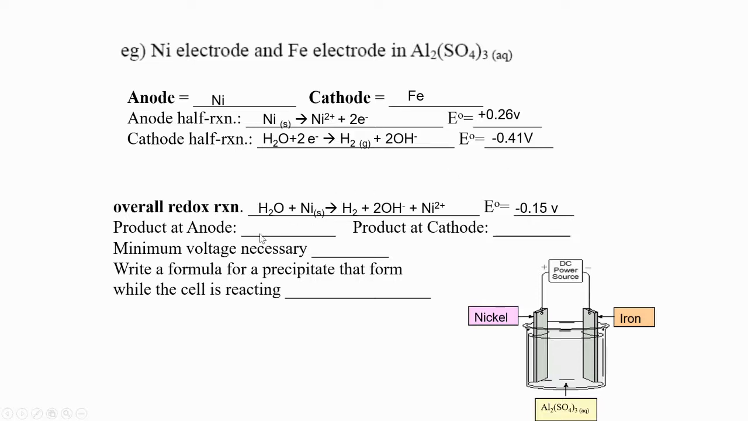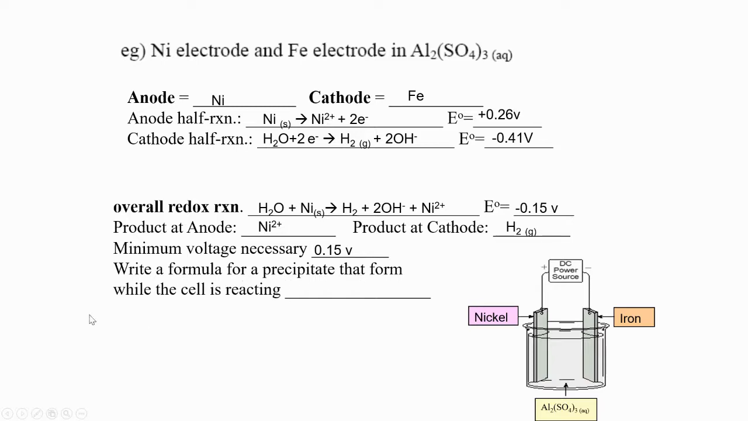All right, so product at the anode, right? So at my anode, I'm making Ni2+, right? So that's my product at my anode, and the product at my cathode is hydrogen gas. That's what I'm going to notice. I'm going to notice the bubbling of hydrogen gas around my cathode, right? And minimum voltage necessary, 0.15 volts.